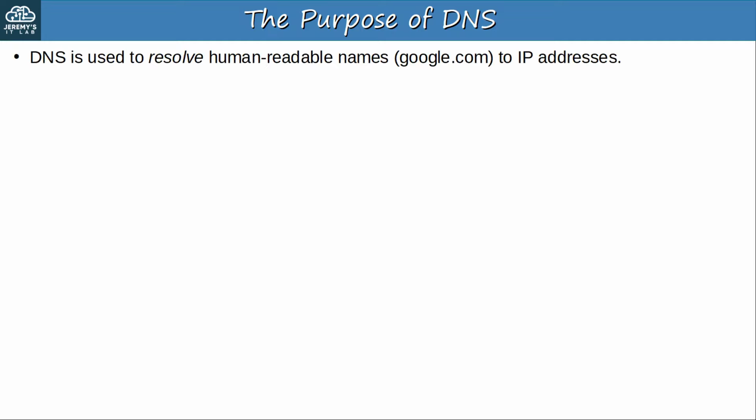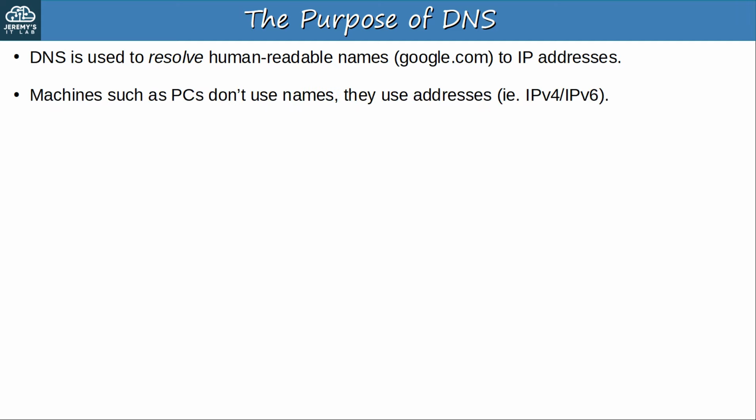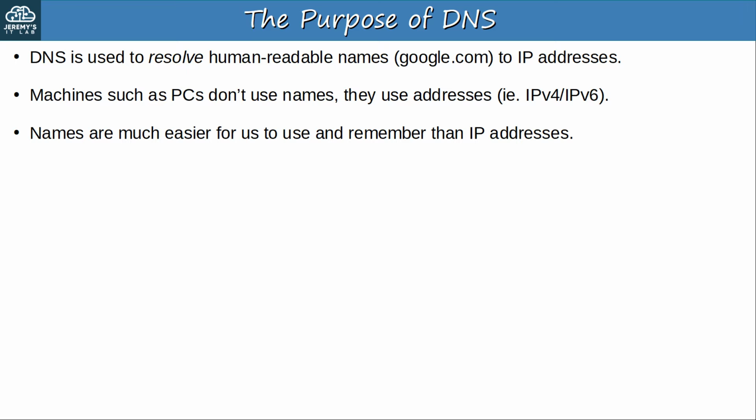Let's review the purpose of DNS. DNS is used to resolve human-readable names, such as google.com, to IP addresses. Resolve, in this case, means convert. You enter a name, such as google.com, and it converts it to an IP address. Machines such as PCs don't use names. They use addresses such as the IPv4 and IPv6 addresses we've covered in the course. However, names are much easier for us humans to use and remember than IP addresses.